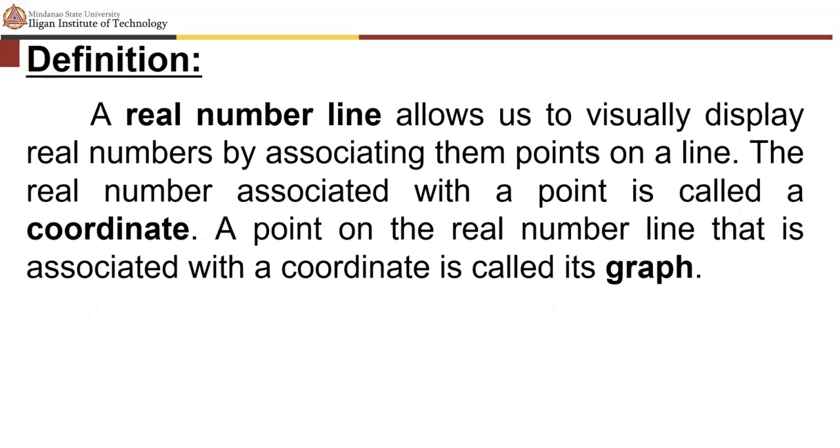Now, what do we have here? Your real number line. Your real number line gives us the opportunity to see the real numbers in such a way that we associate them with points on the line. The number associated with a point is called its coordinate, and the point in the real number line that is associated with a coordinate is called its graph.